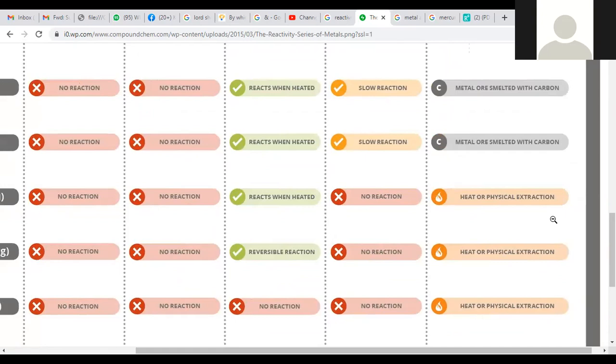So in order to extract these kinds of materials, being all metals having high melting and boiling point values, here heat requirement will be there. Special kinds of devices are required in order to extract them. So this process is possible in the metallurgical process called heat or physical extraction.